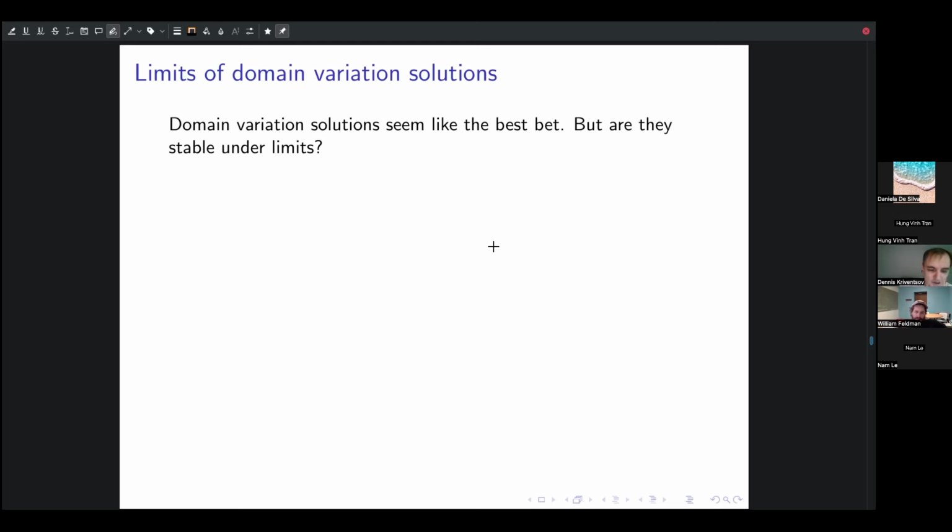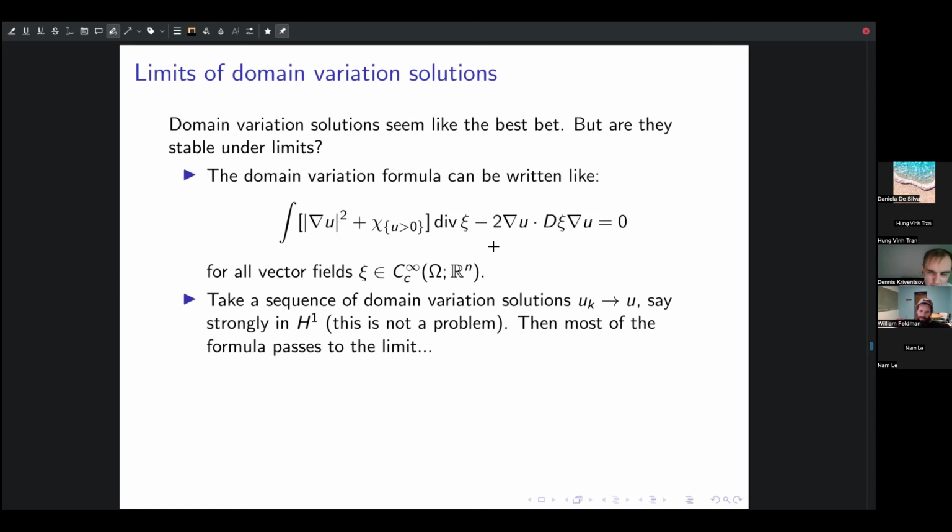So are they actually stable under limits, right? That was one of my main things I was looking for, stability under limits. So this is what I have to try to convince you of. You can write what it means to be a domain variation solution, and you get this. For any vector field, I can construct a flow and test against the flow. And when you do that and you compute, this is what you get.